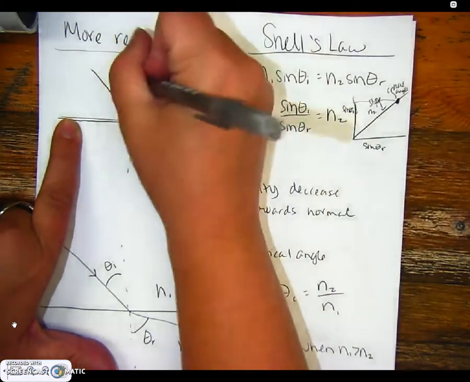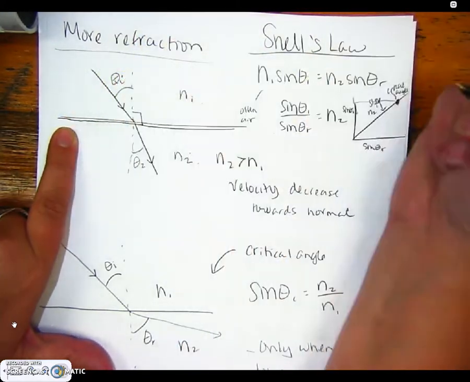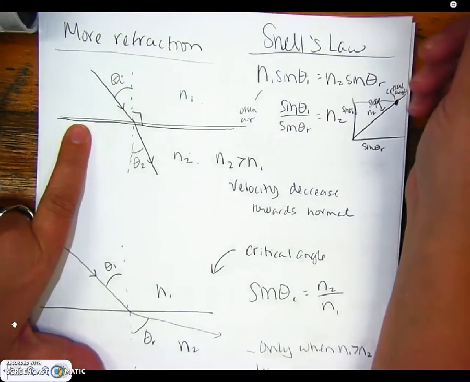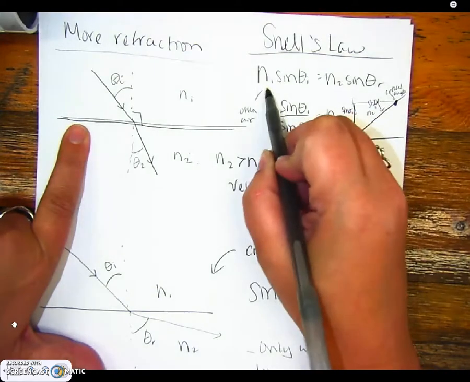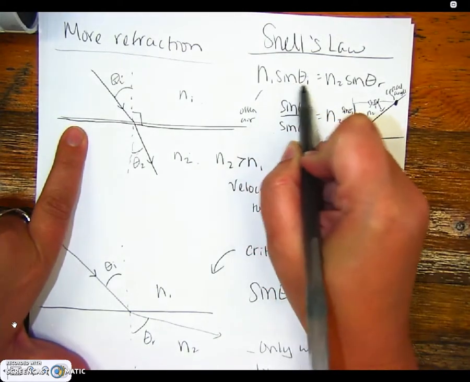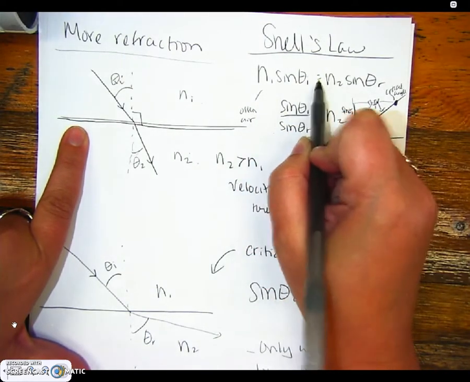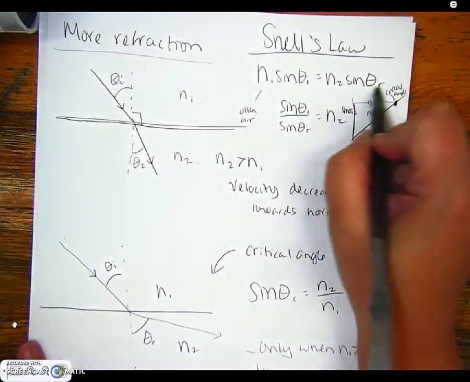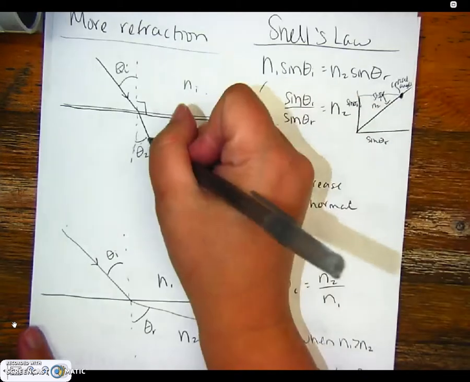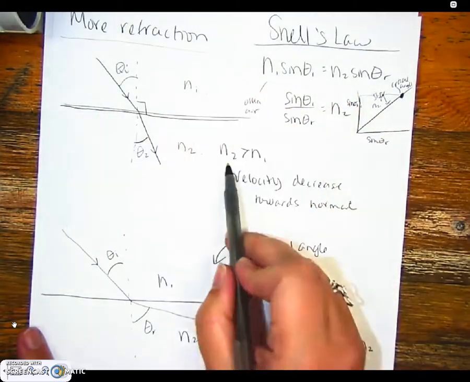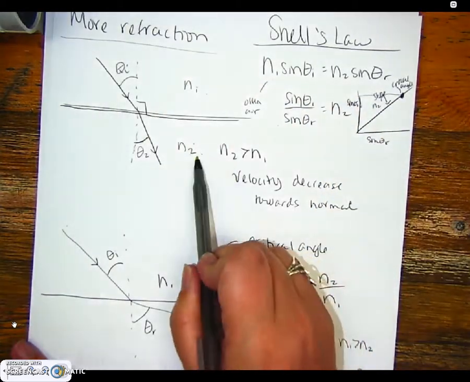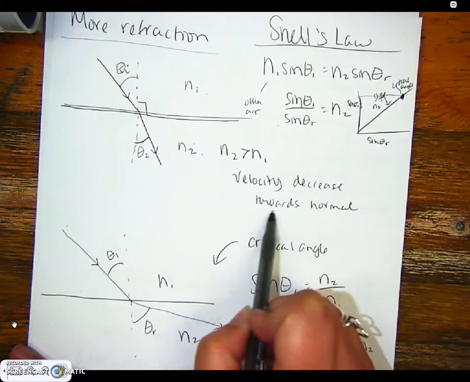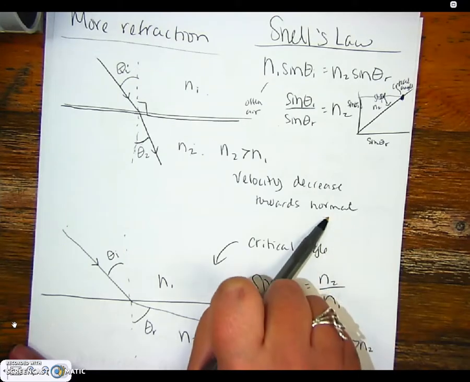The angle of incidence is the same as it was for reflection, and it's perpendicular to wherever the light strikes the interface. Snell's law says that the index of refraction of the first medium times the sine of the angle of incidence will be equal to the index of refraction of the second medium times the sine of the angle of refraction. If the light bends towards the normal, that means that N2, or this medium, is greater than N1. The velocity of the light is decreasing and it bends towards your normal, right?